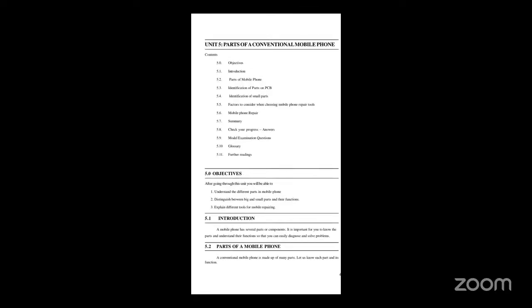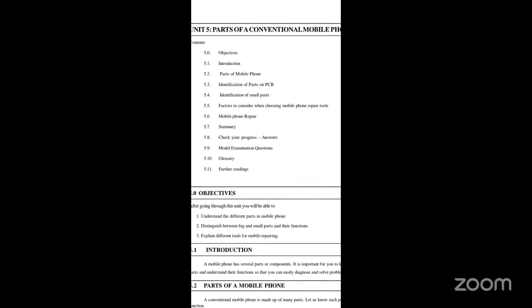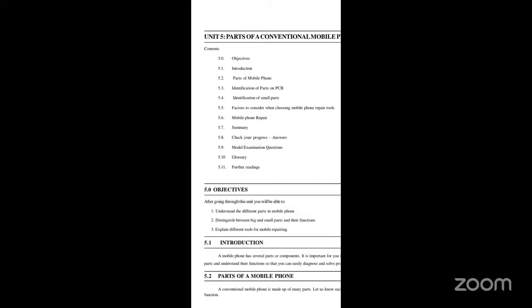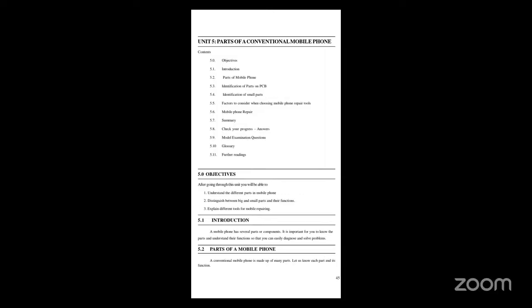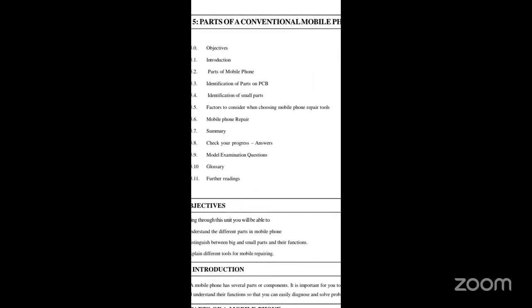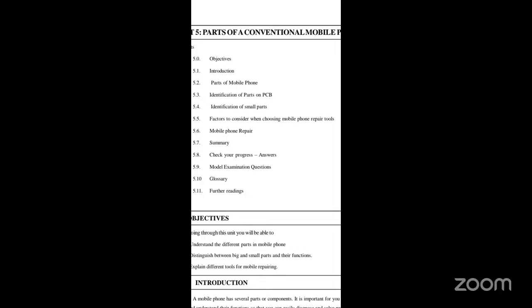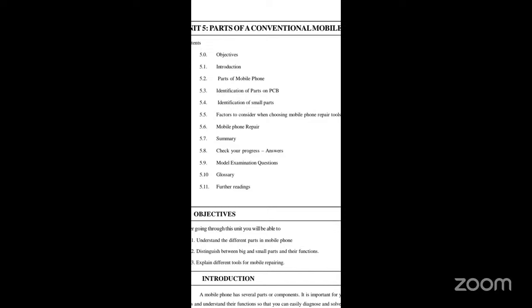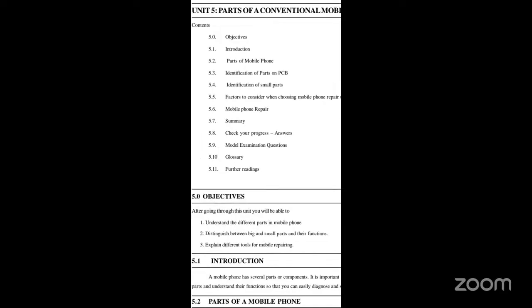Nowadays we are well known about the mobile phone, no? So in this, what are the parts of a conventional mobile phone? What are the contents, what are the objectives, and what is the introduction about the mobile phone? No introduction is required nowadays, but according to the definition, we will go for that. Next, the contents: objectives, introduction, parts of mobile phone, identification of parts on PCB, identification of small parts, factors to consider when choosing mobile phone repair tools, mobile phone repair summary, check your progress, answers, model examination questions, glossary, and further readings.